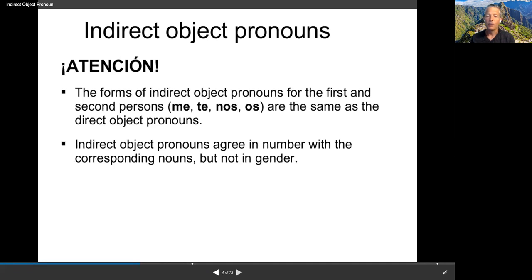Atención. The forms of indirect object pronouns for first and second person, me, te, nos, and os, are the same as direct object pronouns. So they are very easily confused once you get to le and les, and lo, la, los, and las. Indirect object pronouns agree in number, but they do not agree in gender, unlike lo, la, los, and las, which agreed in gender and in number.